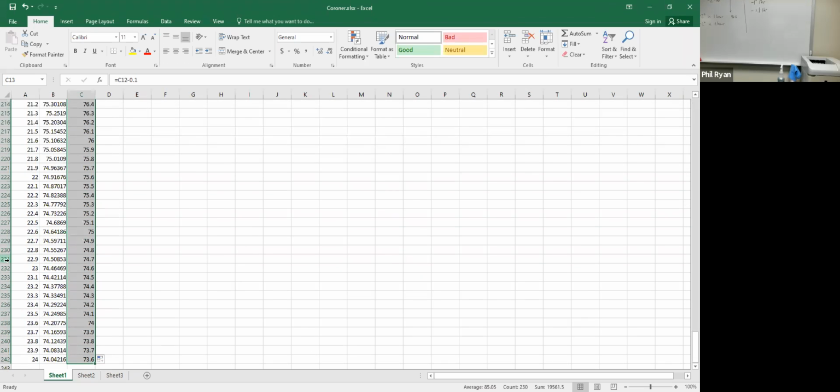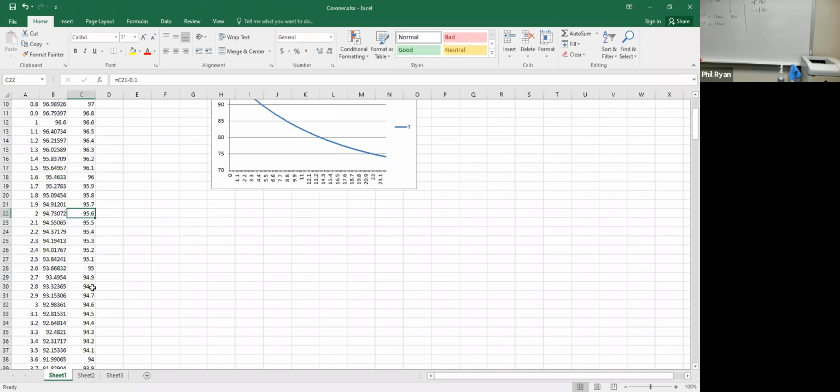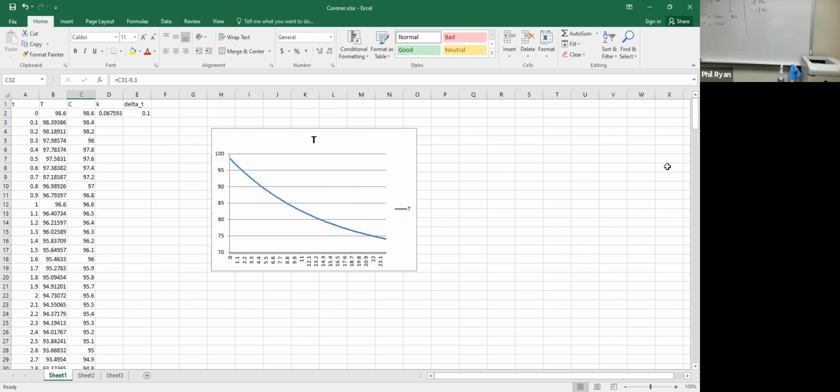And then we can double check to see that things are working good. Right, after 2 hours, it's at 95.6. At 3 hours, it's 94.6, etc. So we've done it. We've come up, we've put in the rule of thumb.